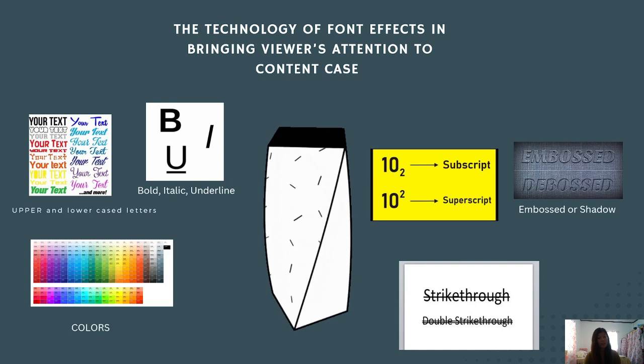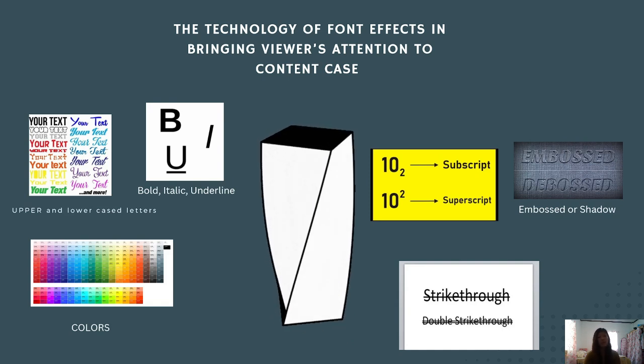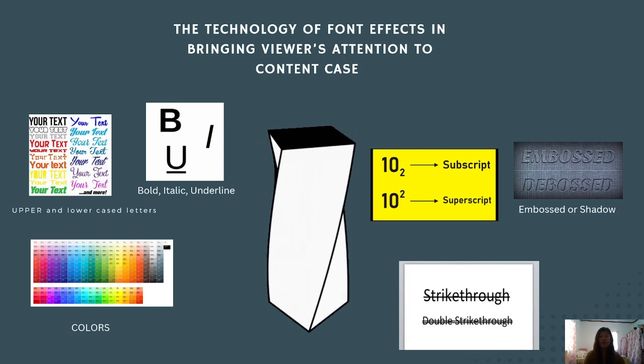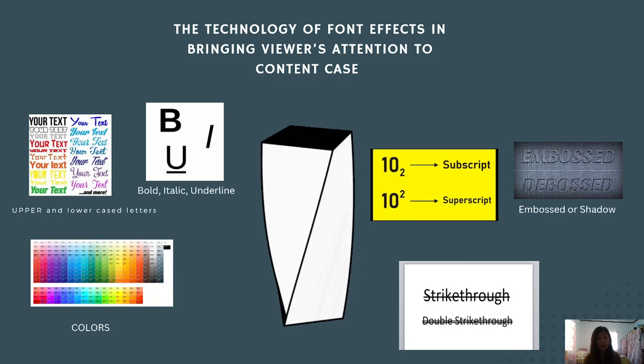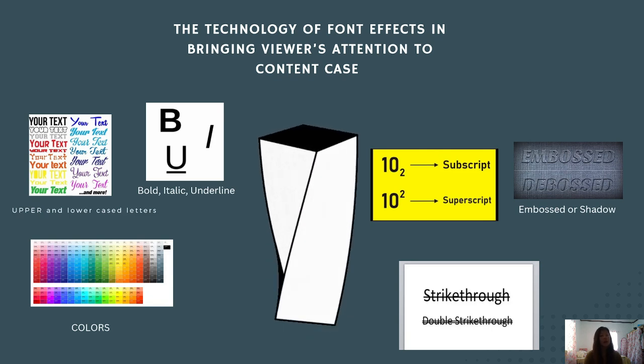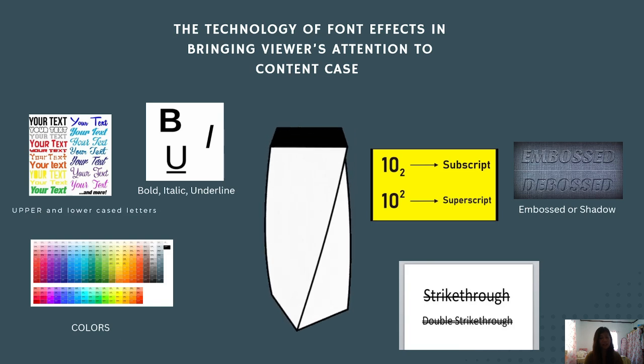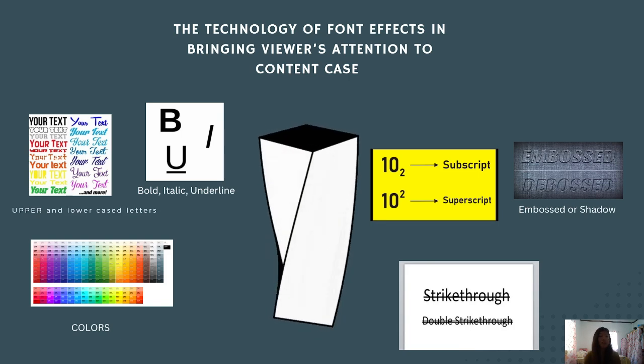For embossed or shadow, embossed makes an object or text look raised or pressed into a surface, giving it a three-dimensional look. It creates the illusion of light hitting the object from a certain angle, which results in highlights and shadows along the edges. It is often used in buttons or icons to give a tactile feel.